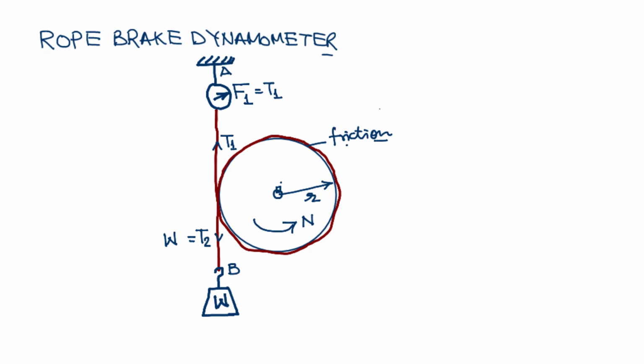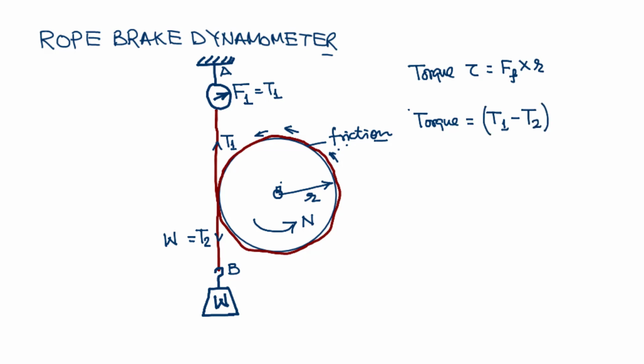the torque which is equal to the frictional force on the rope, which is tangential, into R. We can say the torque which is equal to the tension difference T1 minus T2 into radius R. This is equal to F into R. This is the torque.